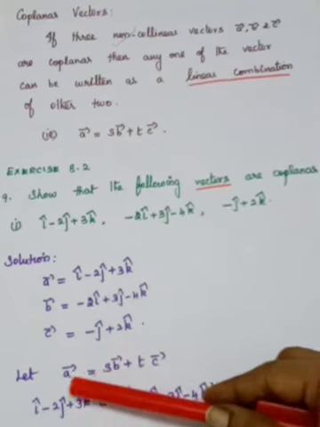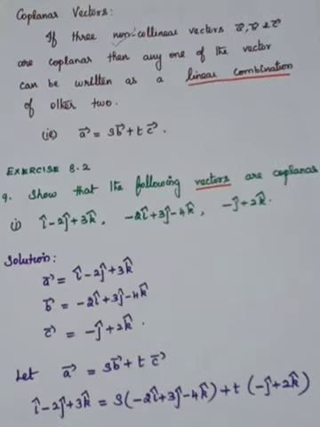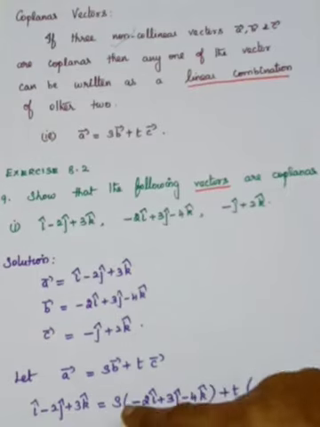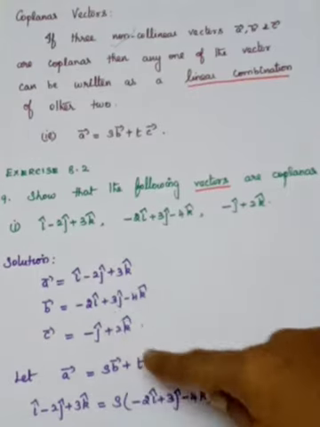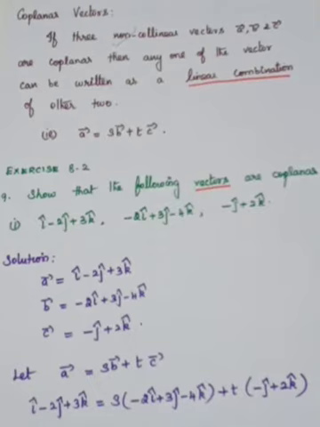Here I have substituted A vector, B vector and C vector. A vector i cap minus 2j cap plus 3k cap is equal to S into B vector, which is minus 2i cap plus 3j cap minus 4k cap, plus T into C vector, which is minus j cap plus 2k cap. So we have to equate the same components on both the sides.